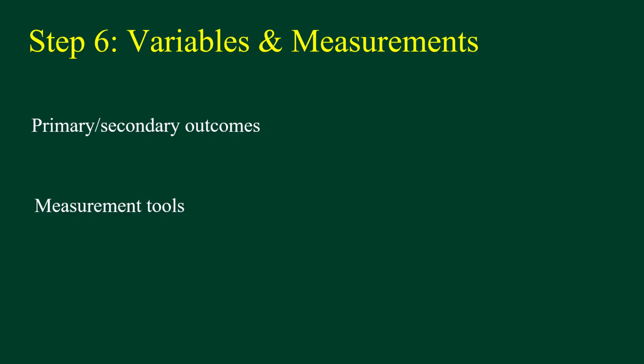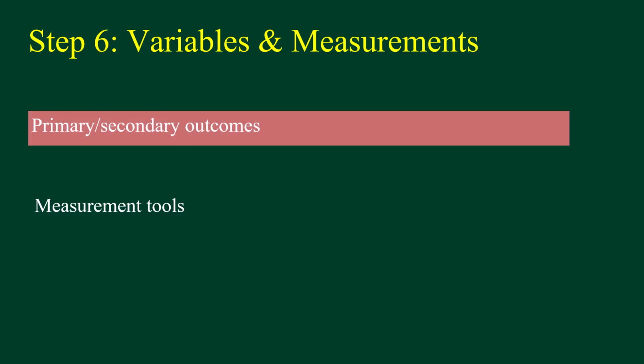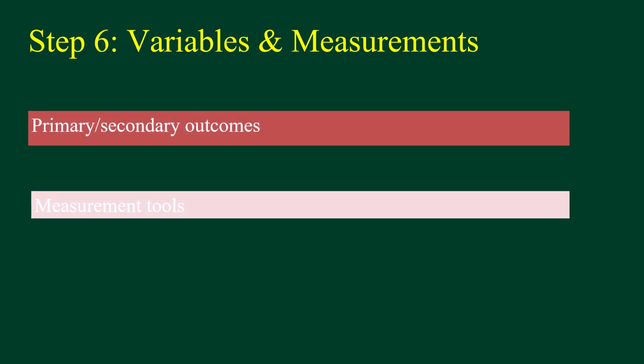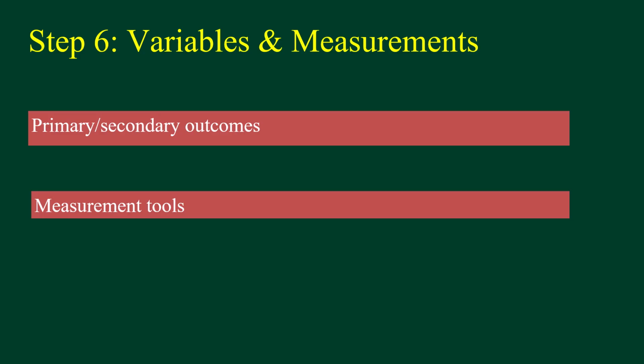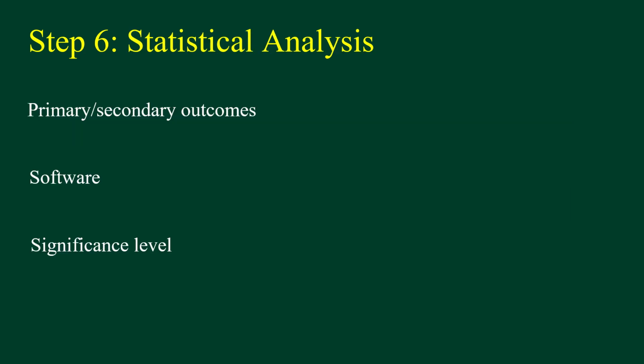Step number 6. Now about the variables and measurements. Identify your primary and secondary variables, outcome measures, units of measurement, tools and instruments used for measurement, such as a spectrophotometer, that should be mentioned. Everything that you've used should be written in black and white. For example, growth parameters measured included root length, root strength, and biomass.